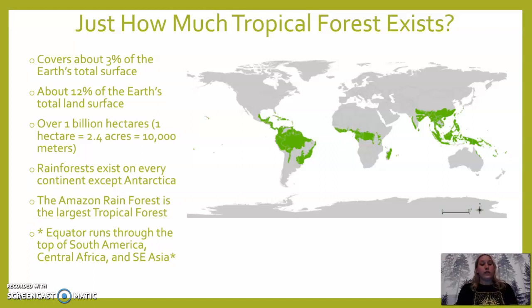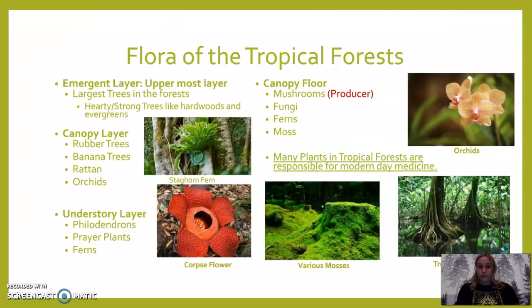Rainforests exist on every continent except Antarctica, and the Amazon rainforest is considered the largest tropical forest. And as you can see here, I noted that the equator runs through the top of South America, Central Africa, and Southeast Asia. So we have the flora of tropical forests.